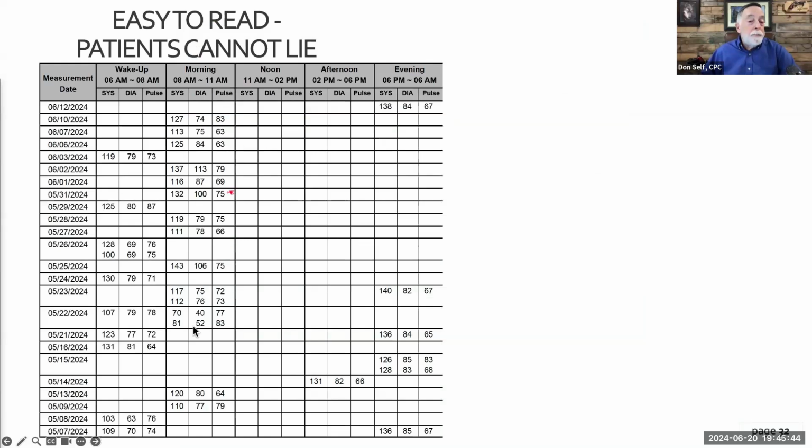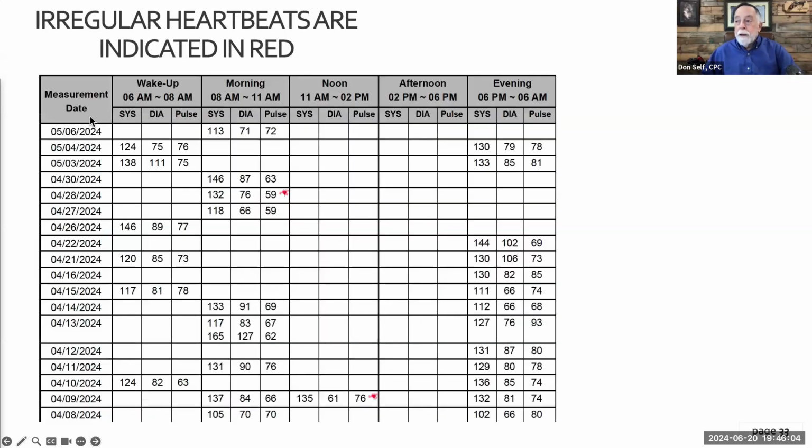This is a specific report that I ran on a patient myself. These are my own numbers, by the way, so I'm not giving out anybody else's PHI. This past week, before I saw my cardiologist, on Monday of this week, you can see that the actual numbers are about there, and the numbers indicated in red show irregular heartbeats.